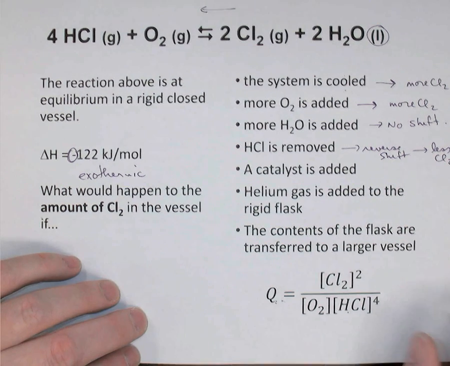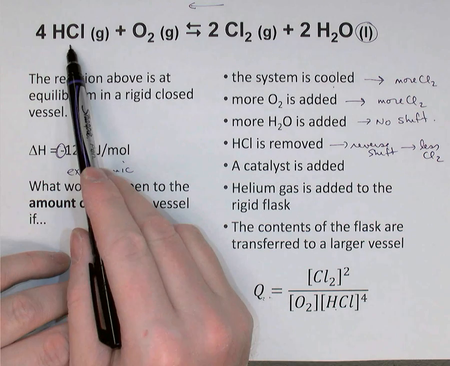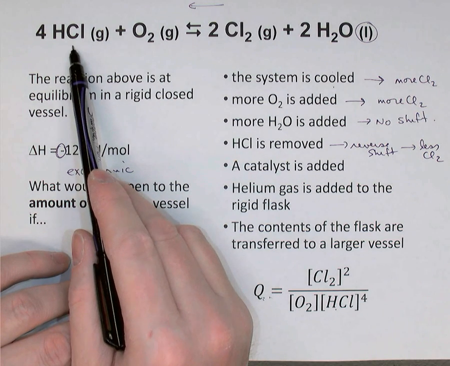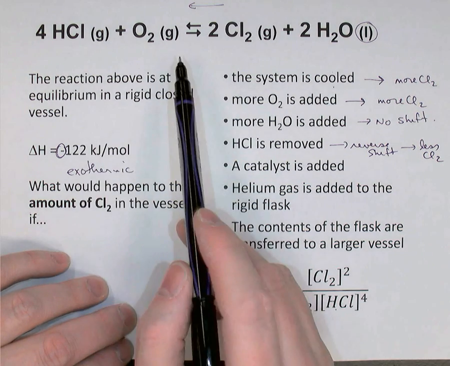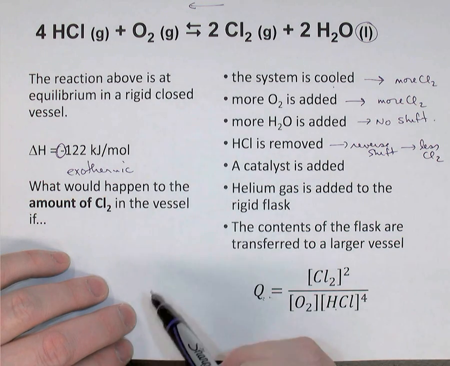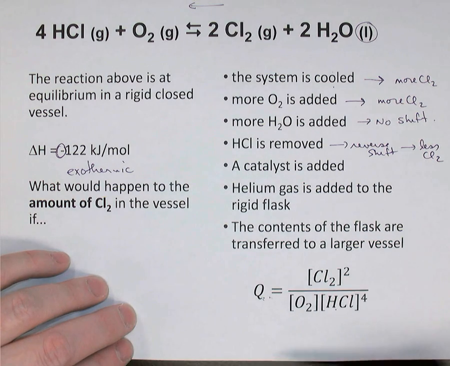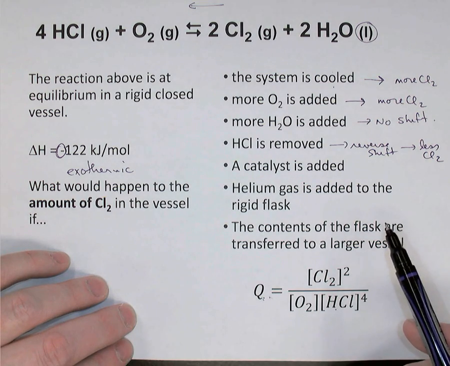From a kinetics perspective, you could argue that if you've removed HCl, you've lowered its concentration. That will take the forward rate and reduce it. So if you have a smaller forward rate, the reverse rate is now larger than the forward rate. You get a reverse shift and less Cl2 in the container.